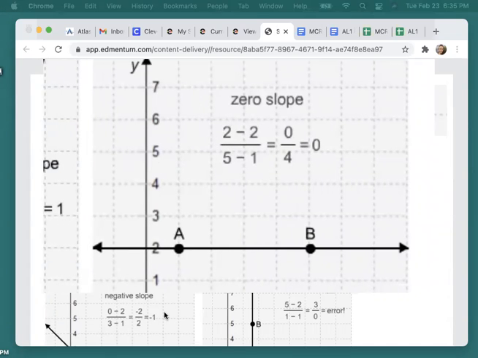And they're using the 2 points A and B in the slope formula. So point A is 1, 2, and point B is 5, 2. Notice that the y values are both 2, which is why the slope is 0.